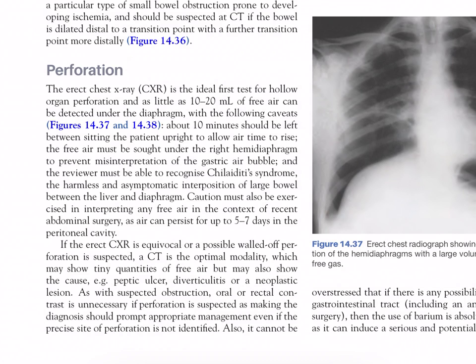If the erect chest X-ray is equivocal or a possible vault of perforation is suspected, a CT is the optimal modality, which may show tiny quantities of free air but may also show the cause, for example peptic ulcer, diverticulitis or a neoplastic lesion. As with suspected obstruction, oral or rectal contrast is unnecessary if perforation is suspected, as making this diagnosis should prompt appropriate management even if the precise site of perforation is not identified.